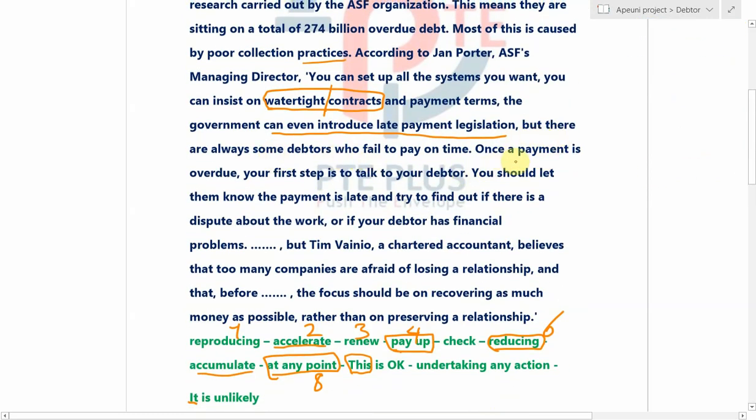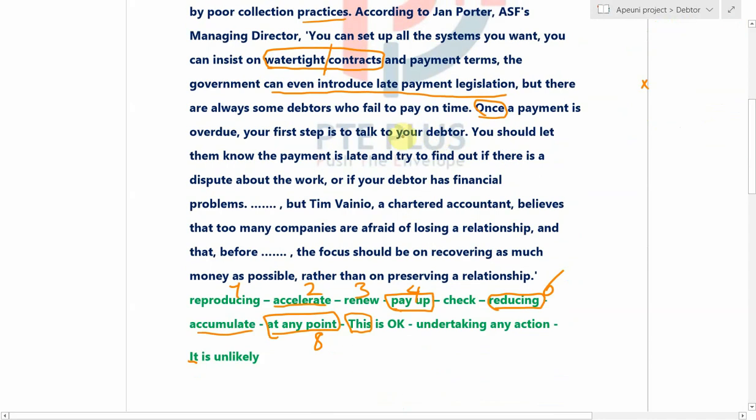Okay, once a payment is overdue, your first step is to talk to your debtor. When a payment is past a certain point in time, the first thing is to talk to your debtor. Why haven't you paid your debt, my dear customer? You should let them know the payment is late and try to find out if there's a dispute about the work or if your debtor has financial problems. What happened in your work? This kind of stuff. The relation is the connection. The communication is the thing.